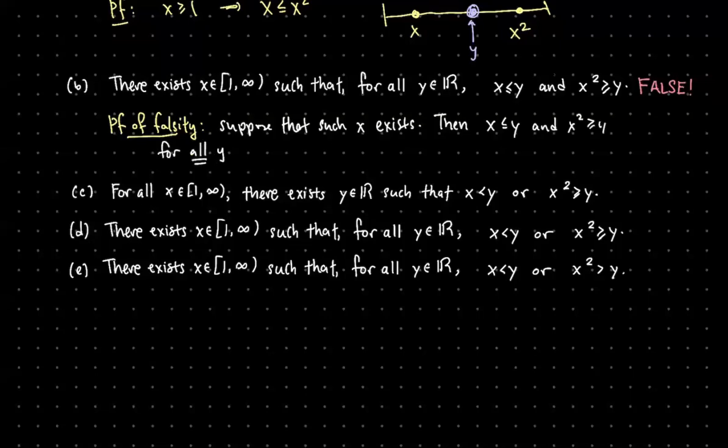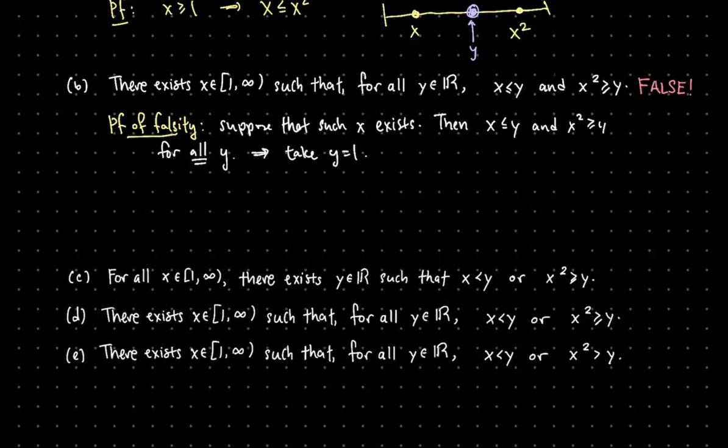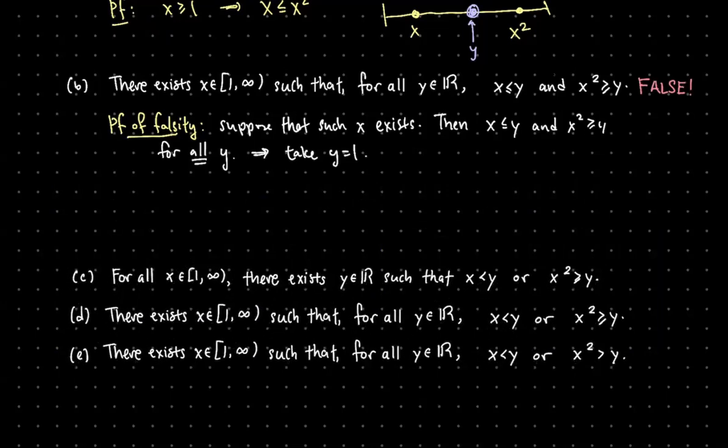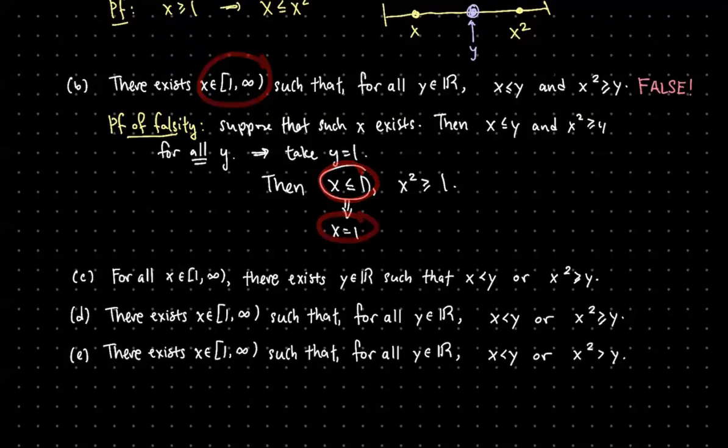For all y. That means if I take y equals 1, I need more space now. I can take any y I want, apparently, according to the statement. So then x is less than or equal to 1, and x squared is greater than or equal to 1. But if x is less than or equal to 1, this directly implies that x equals 1, because we already know that x is greater than or equal to 1, and now it's less than or equal to 1, so it has to equal 1.